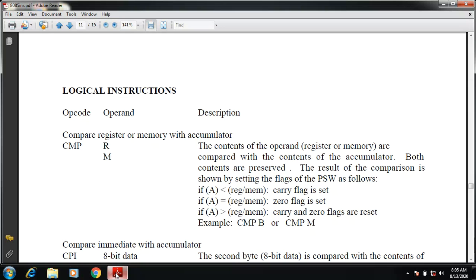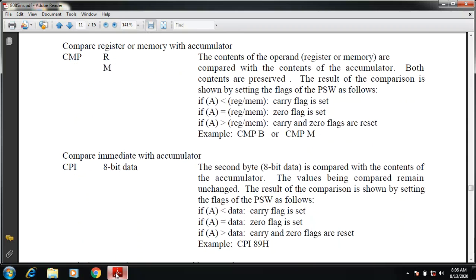Here the flags alone are affected. I already told you all the flags are affected in logical instructions. Okay, so this is comparison.